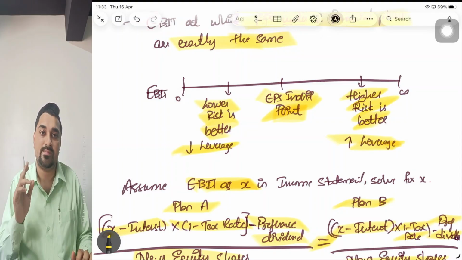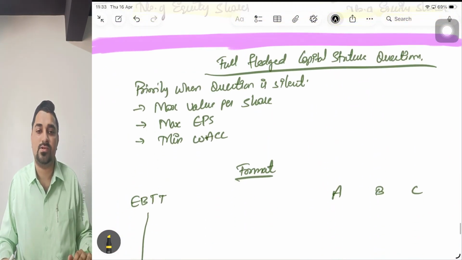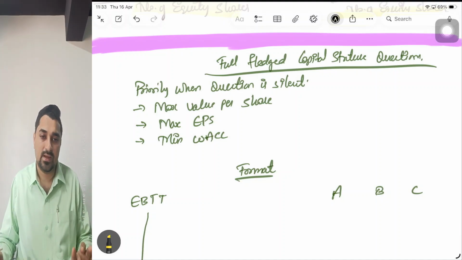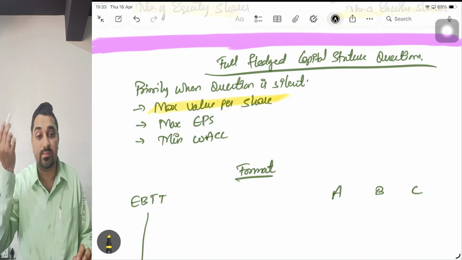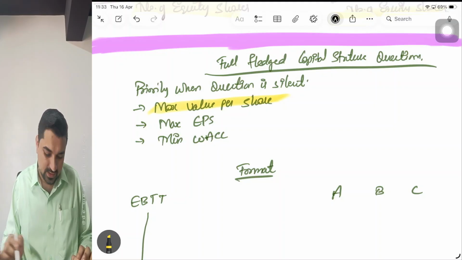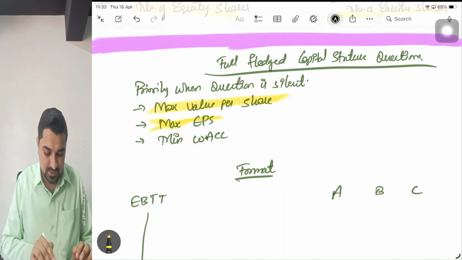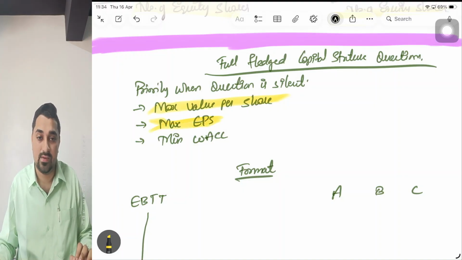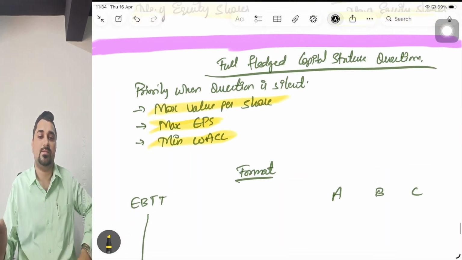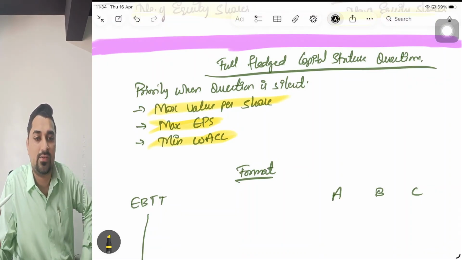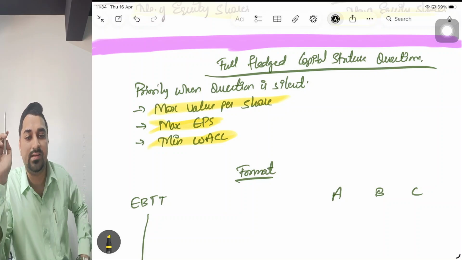For this you need to understand the maximization priority. The next set of questions will be full-fledged capital structure questions. When the question is silent, what's the priority? Your priority should be maximizing value per share, because the ultimate objective of finance is maximization of shareholders' wealth. If you cannot calculate value per share, then you need to maximize EPS. Sir, I cannot even find EPS from the data given in the question. Then which capital structure theory will you use? Minimum WACC. So in full-fledged capital structure questions, the priority is: first, maximization of value per share; second, maximizing EPS; third, minimizing WACC.